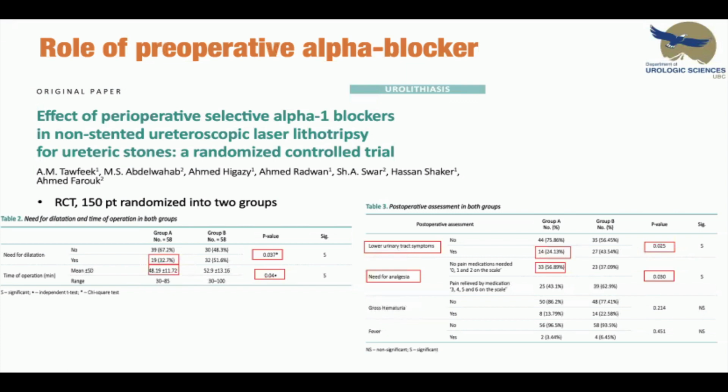We can see from tables the need for ureteric dilation was significantly less in patients with preoperative alpha blocker, and the time of operation also was shorter. For the postoperative parameters, we can see lower urinary tract symptoms and lower need for analgesia in patients with preoperative alpha blocker.